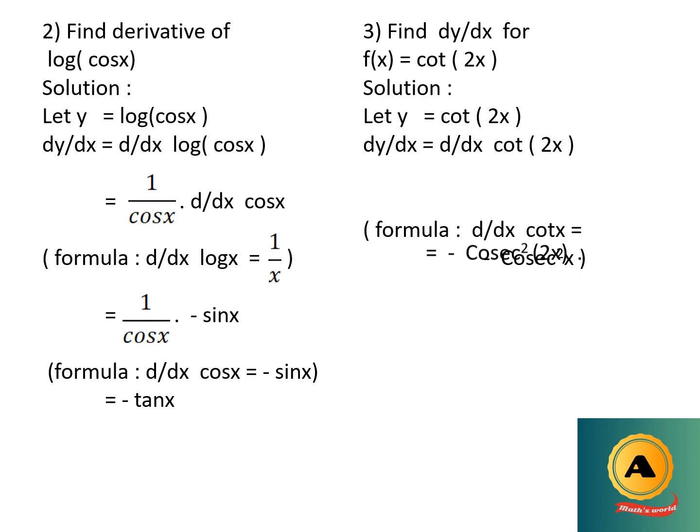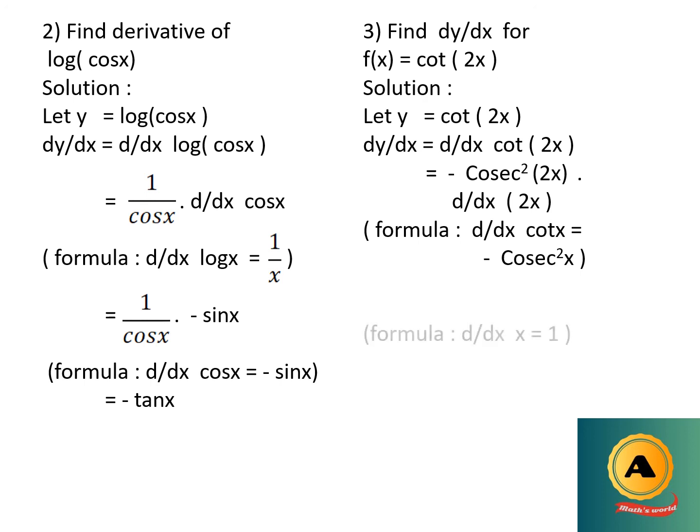We have a formula derivative of cot x equals to minus cosec square x. Now compare this formula with cot of 2x. There is x instead of 2x. So use this formula and write 2x instead of x. So derivative of cot of 2x is minus cosec square of 2x into derivative of 2x.